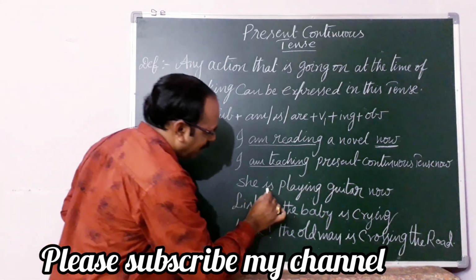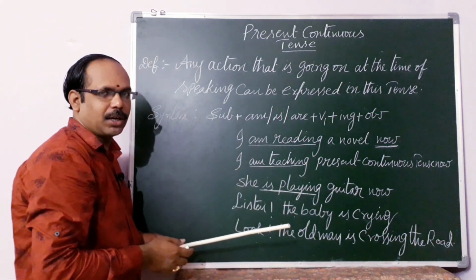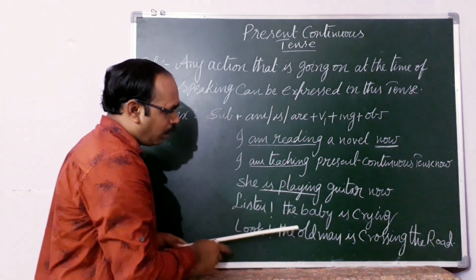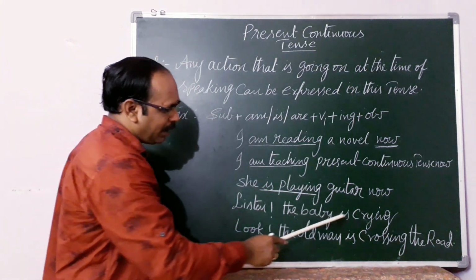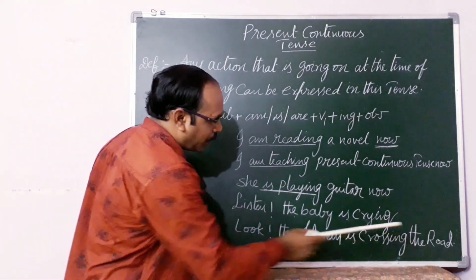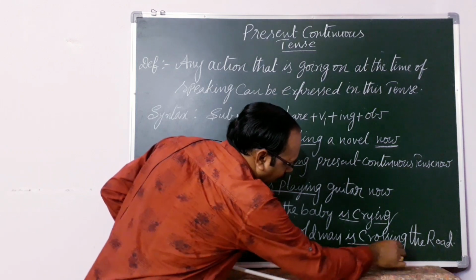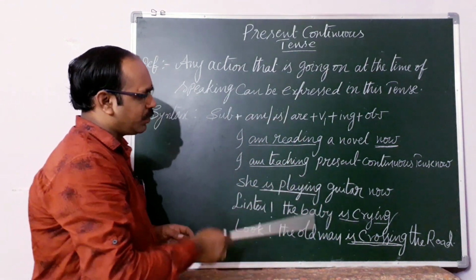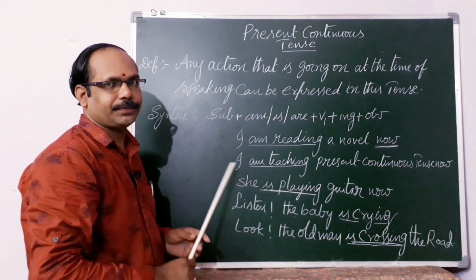She is playing guitar now. And listen, the baby is crying. Look, the old man is crossing the road. In these situations, we have to use present continuous tense.